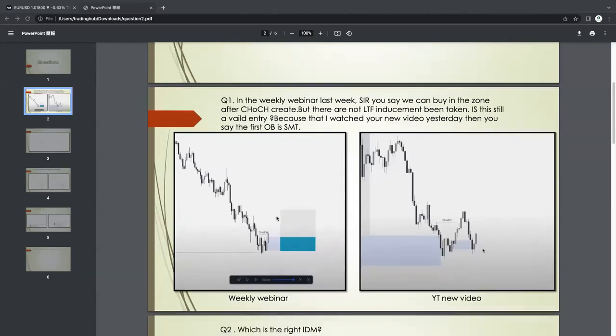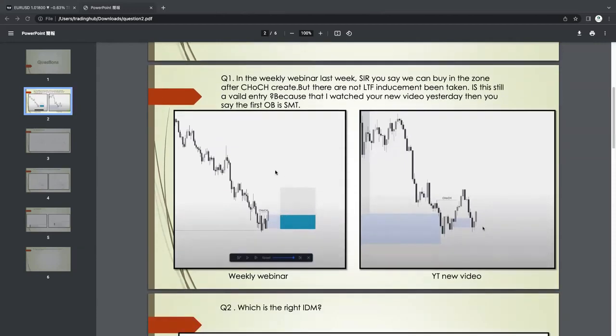Okay, at this point, correct. Yeah, absolutely. As I mentioned in the weekly webinar, after the CHoCH, the buy entry is actually SMT, correct? But we should wait for the inducement or a sweep of the order block before the buy, correct? So in the YouTube video, as I mentioned, break the low, break this order block, and then we can buy. So this buy is better than this one.